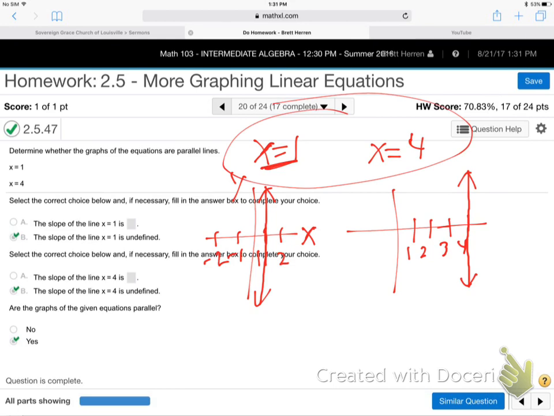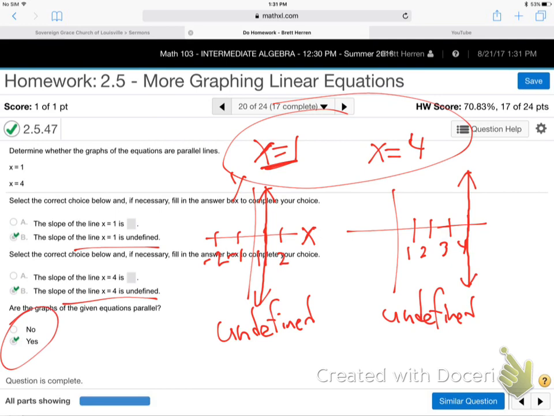And what are their slopes, by the way? What's the slope of a straight up and down line? Yeah, it's so steep you can't even give it a number. It's more than 1,000,000, so we just say undefined. Yeah, so that's what they're asking. They're undefined, and yes, they're parallel. Is that what they're saying? Is that good? Handle that curveball?